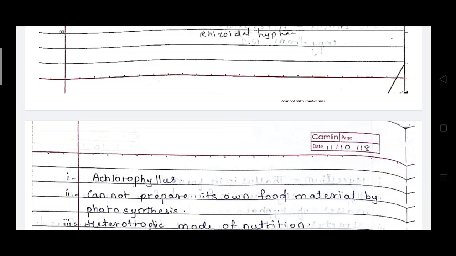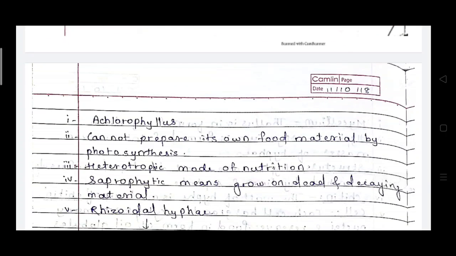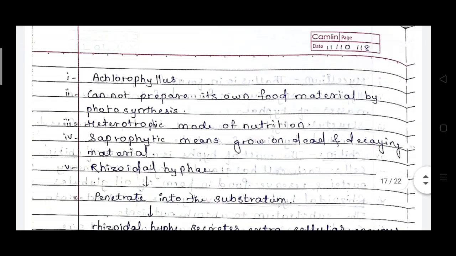Generally this Aspergillus is achlorophyllous. Achlorophyllous means the chlorophyll pigment is absent. That's why they cannot prepare food material by photosynthesis, and this is known as the heterotrophic mode of nutrition. Then, these Aspergillus are saprophytic. That means they grow on dead and decaying material.